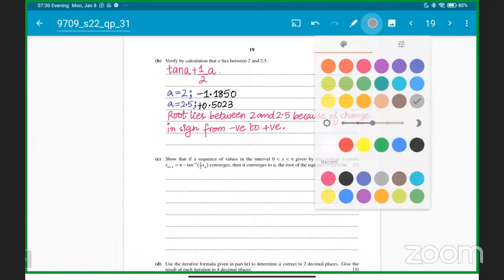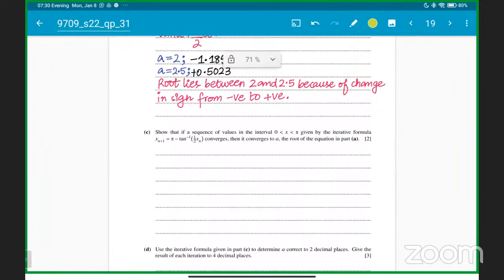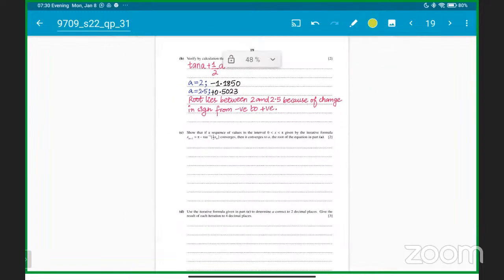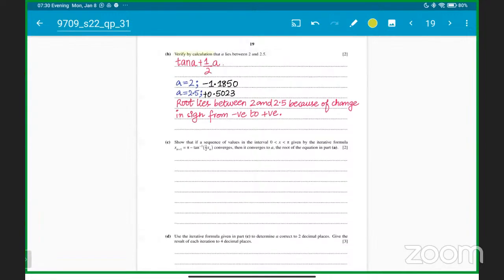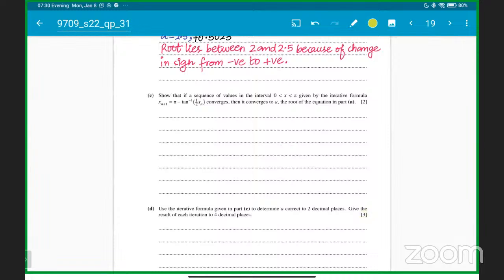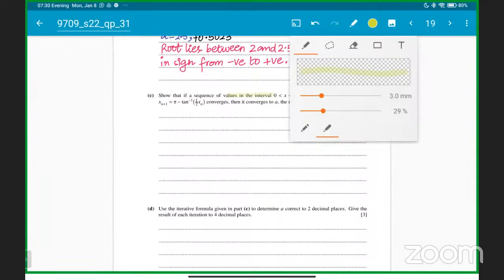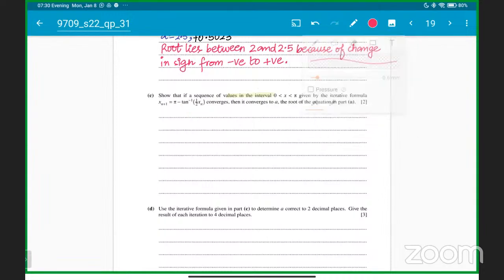What the next part has is more important to understand. In the previous two questions that we did, we just had to verify by calculation and then use the iterative formula. That we also have to do later on. But before that, we need to show that the sequence of values from 0 to pi is given by the iterative formula. So this time we have to prove that this formula is becoming that. Everyone getting it clear? Following with me?